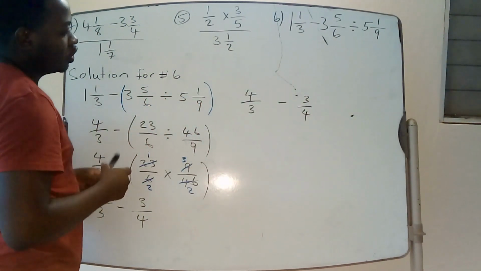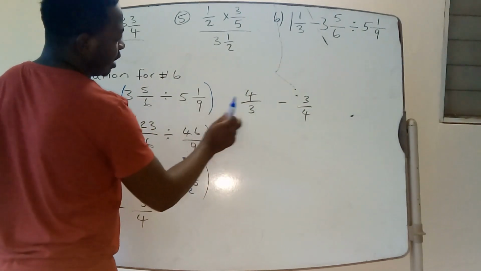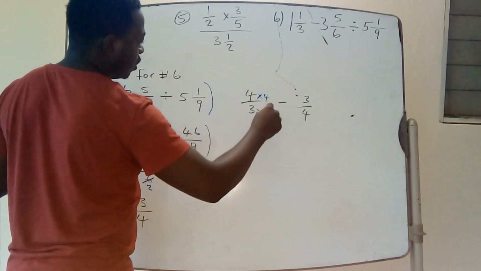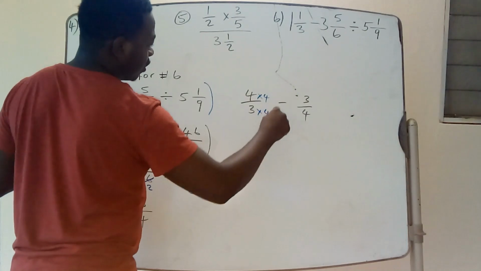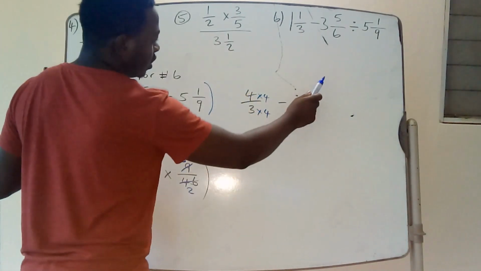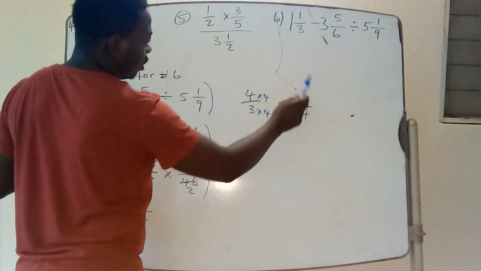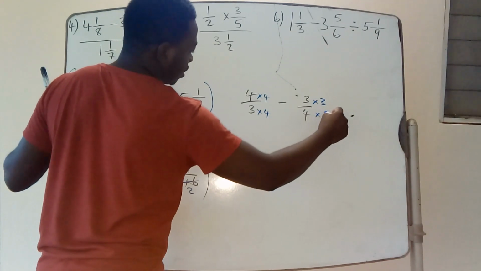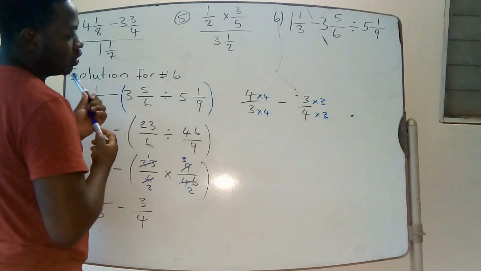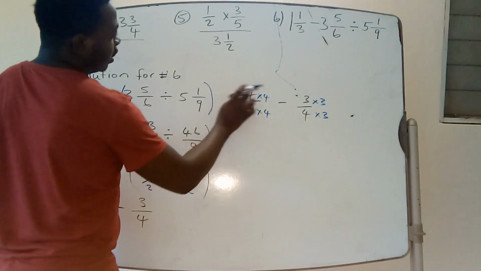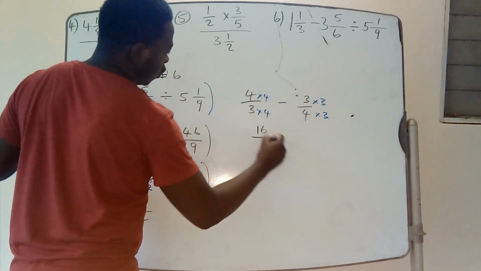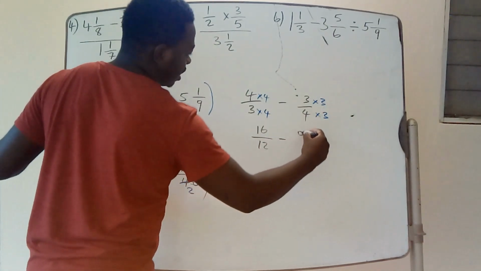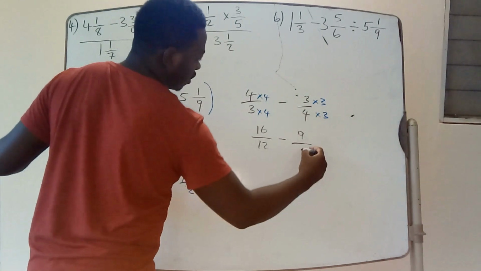Now, what I'm going to do, I'm going to multiply the first fraction by the second fraction's denominator. So I'm going to multiply this numerator by 4, and I'm going to multiply the denominator by 4 as well. And I'm going to do the same thing to this fraction. I'm going to multiply both numerator and denominator by 3. What it does, it's going to help me to create an equivalent fraction. So 4 times 4, that's going to be 16, over 3 fours, that's going to be 12, minus 3 times 3, that's going to be 9, over 4 threes, that's going to be 12.